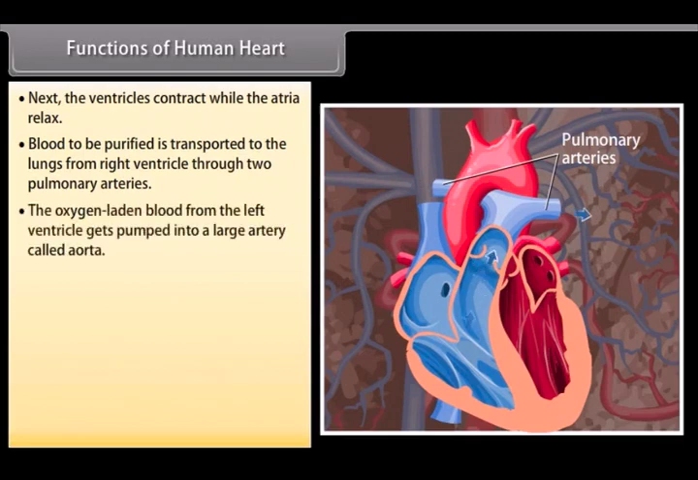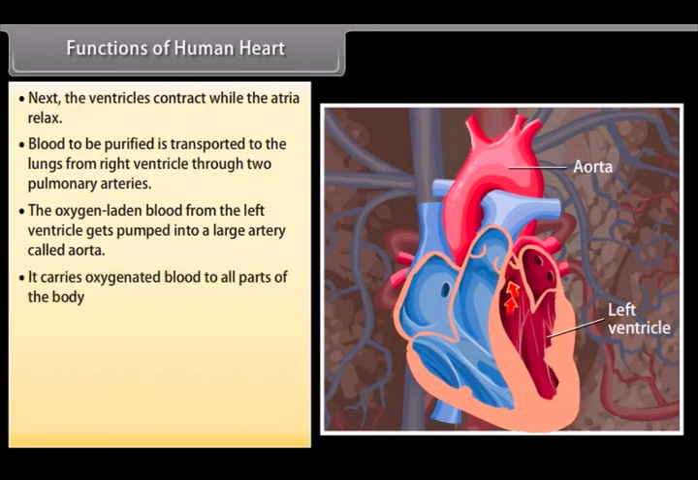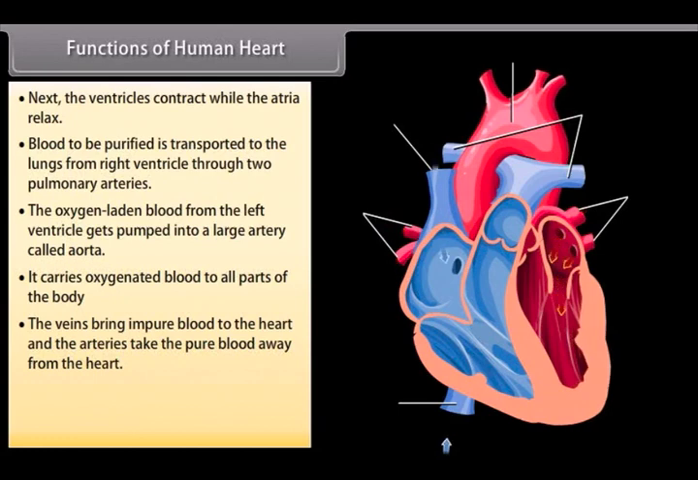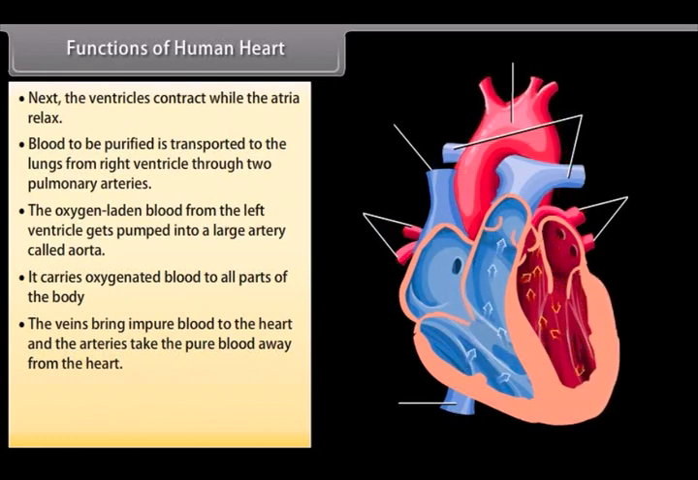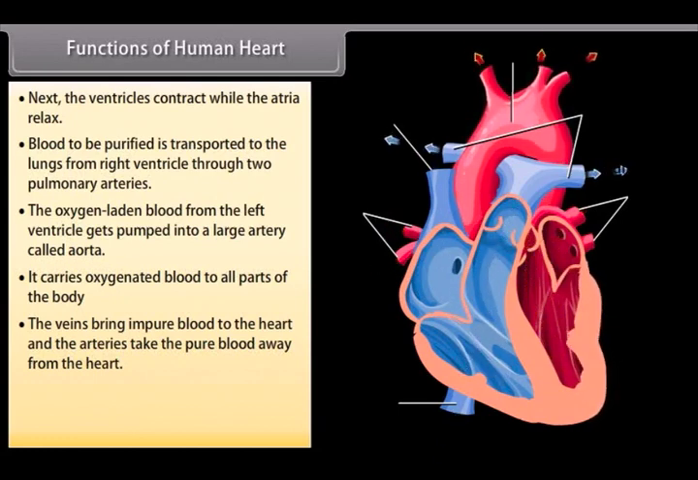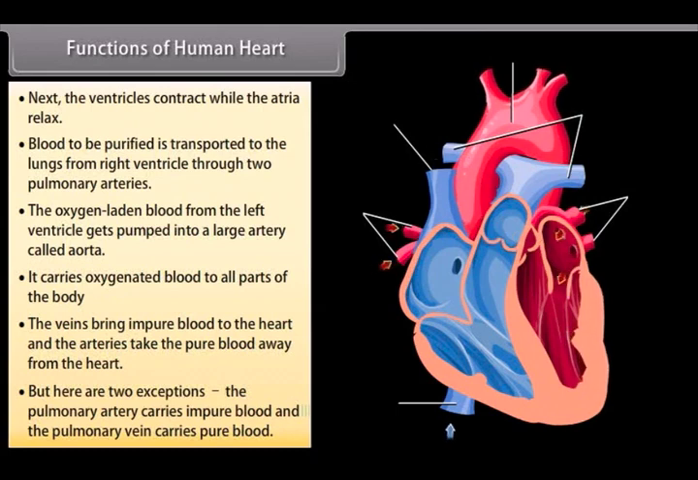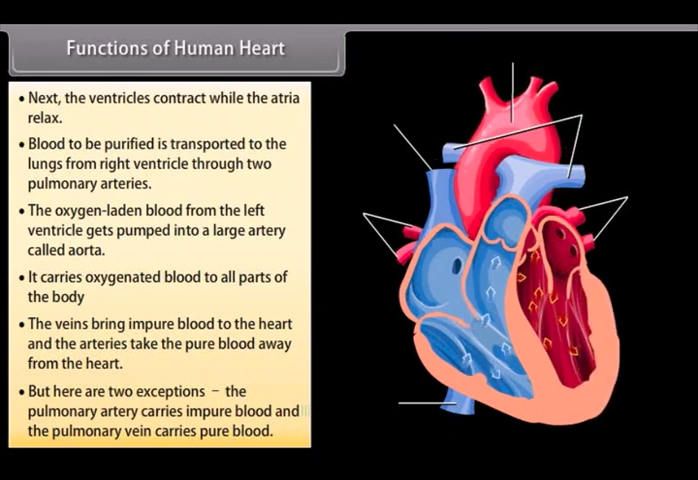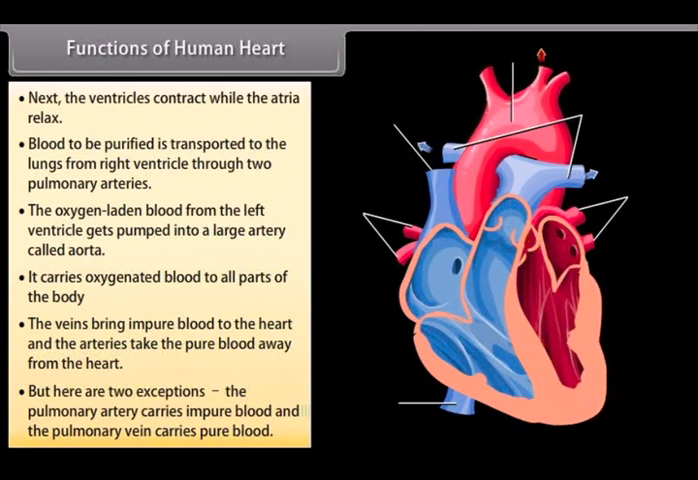The oxygen-laden blood from the left ventricle gets pumped into a large artery called aorta. It carries oxygenated blood to all parts of the body. The veins bring impure blood to the heart, and the arteries take the pure blood away from the heart. But there are 2 exceptions. The pulmonary artery carries impure blood, and the pulmonary vein carries pure blood.